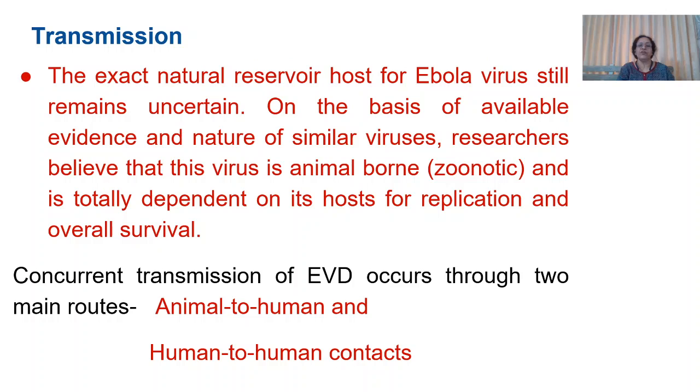Currently, transmission of Ebola virus disease occurs through two main routes: animal to human and human to human contact. Nowadays, human to human contact is considered important, because of which the spread of Ebola virus disease occurs once it enters from animals into the human.